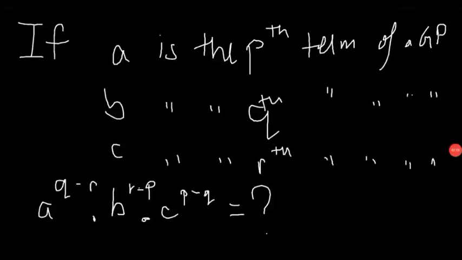Now I have one interesting sum. Let's do this and end the video today. This is an interesting sum I made up. If A is the pth term of a GP, B is the qth term of a GP, C is the rth term of a GP, then A to the power q minus r into B to the power r minus p into C to the power p minus q is equal to what?